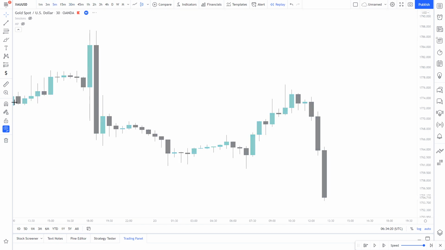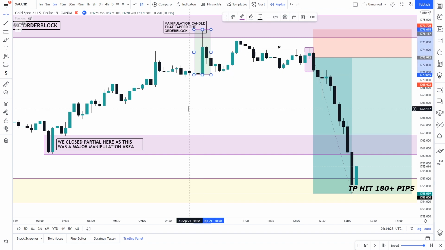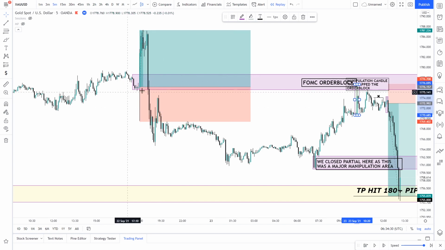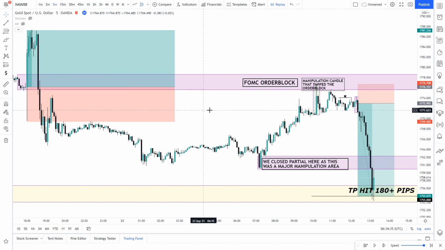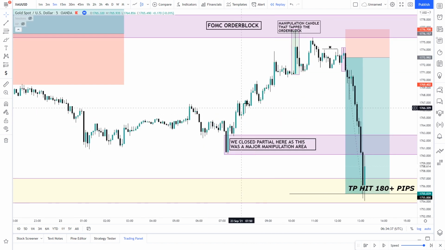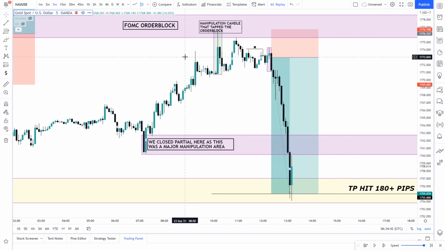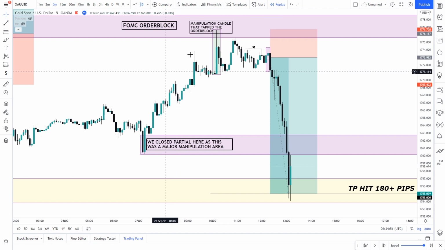Now if we jump into the 5-minute time frame, this is where all the game began. So this was the order block, the FOMC order block. Also, one thing to mention, this was the order block during the FOMC session. So this was a heavily manipulated, heavily biased section of the chart. The price just had to revisit this area so that it could close all the positions that are currently running in drawdown. This was the manipulation candle that tapped the order block.